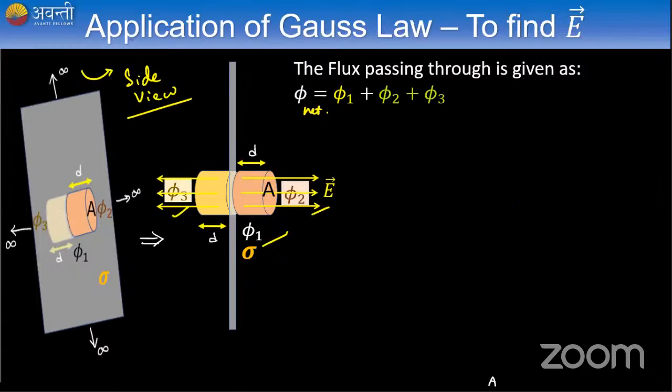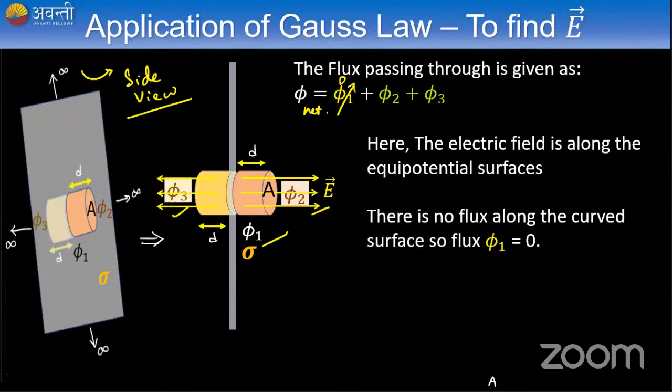Correct, Ramakrishna Reddy. Correct, Hari Prasad. Correct, Bhargav. So why is there no flux due to this? Because there is no electric field in this direction at all. There is no electric field on the curved surface at all, right? So the contribution of flux due to phi1 will be 0. Okay, but what will be the flux due to phi2 and phi3?